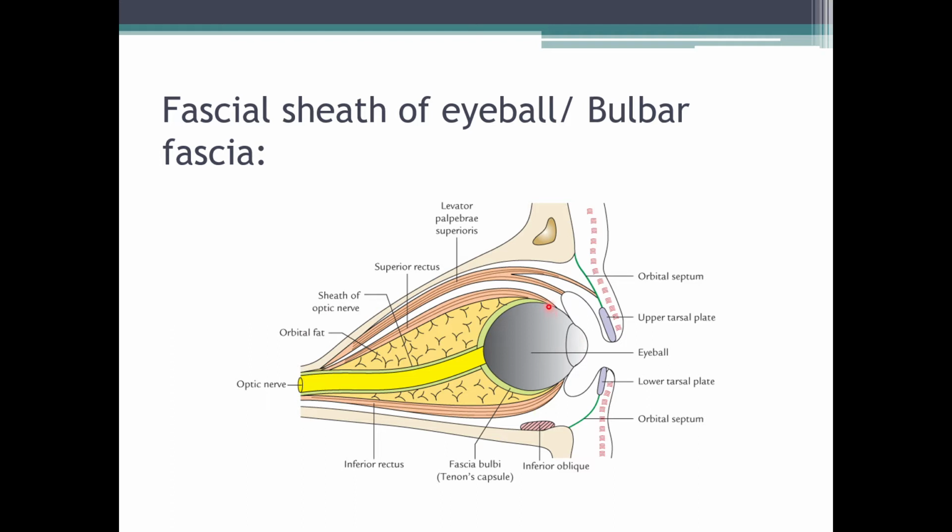So this much part is your sclerocorneal junction. This sclerocorneal junction is also known as the limbus. Okay, it is known as what? It is also known as the limbus. There will be a few attachments of the muscles at the limbus.